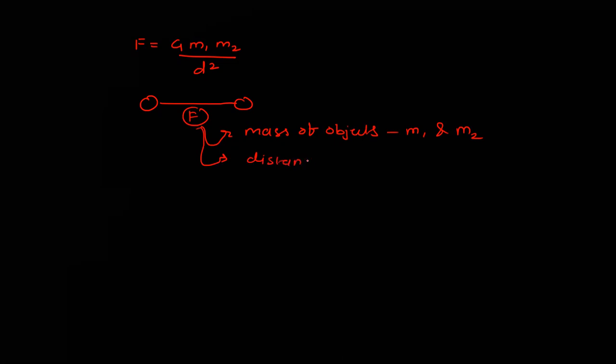Now what does this formula mean? It means any two objects, and between them there is a force. This force depends on three factors. One is the mass of the objects, that is M1 and M2. Second, this force depends on the distance between them. What about G, sir? G will not have any dependency because G is the universal gravitational constant.